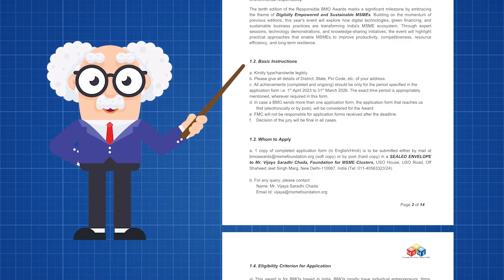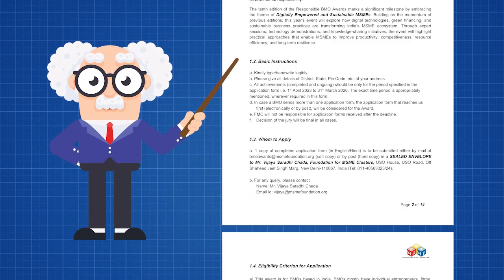Number 3, this is very important. All achievements you mention, whether completed or ongoing, must fall within the period 1st April 2023 to 31st March 2026. Wherever a specific time period is required, it will be clearly mentioned in that section.